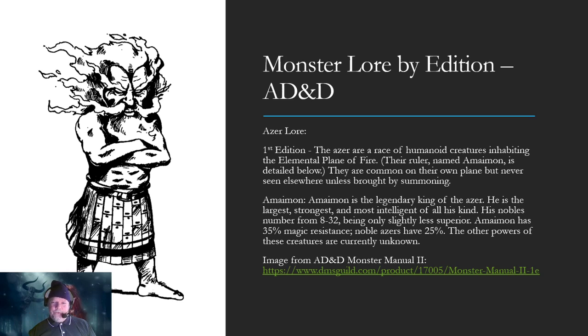He is the largest, strongest, and most intelligent of all his kind. His nobles number anywhere from 8 to 32, being only slightly less superior. Amemon has 35% magic resistance. Noble Azers have 25%. Other powers of these creatures are currently unknown.